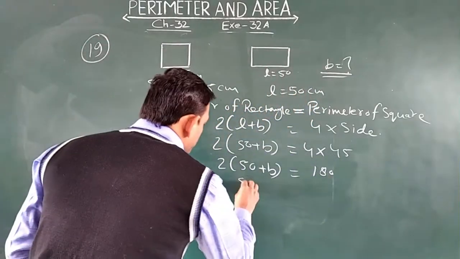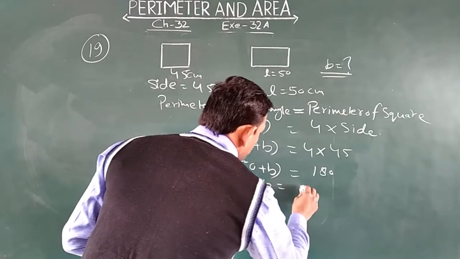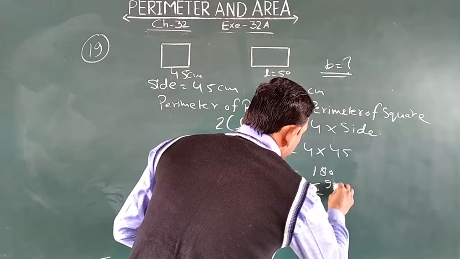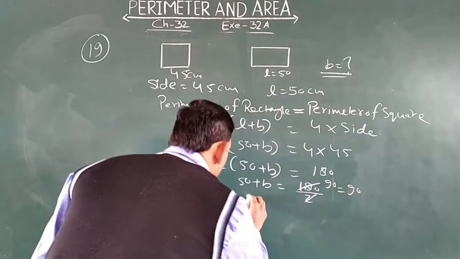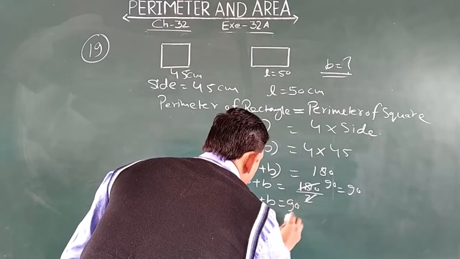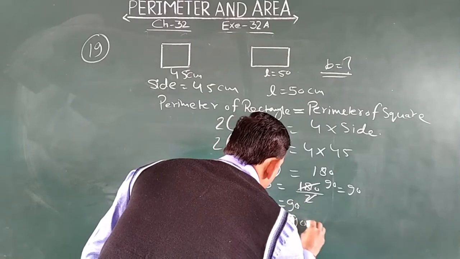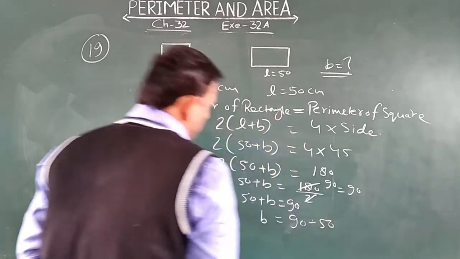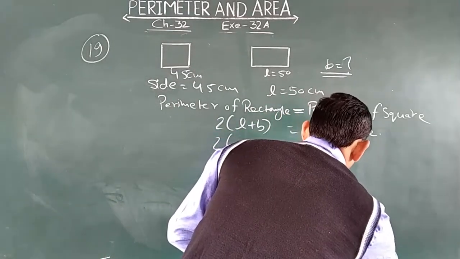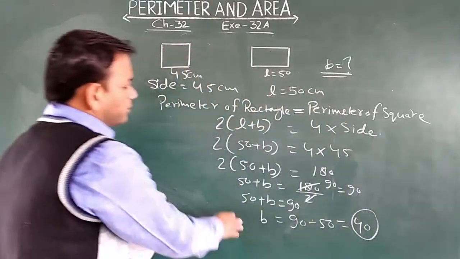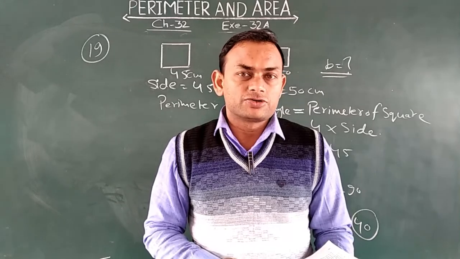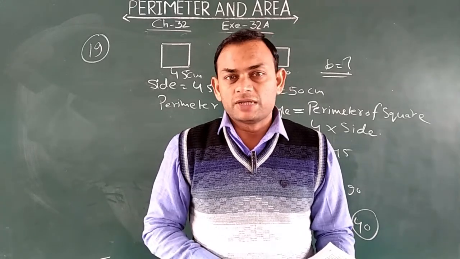Got it? Now it will be 50 plus B is equal to 180 upon 2, so it will be 90, means 50 plus B is equal to 90, then B is equal to 90 minus 50. We are just doing the transposition, so we will get 40. So the breadth is 40. Got it? So these were some questions which I told you in this exercise, and the rest of the questions you will just try on your own. Till then you just keep studying. Thank you.